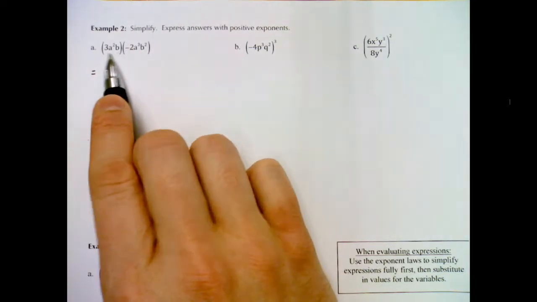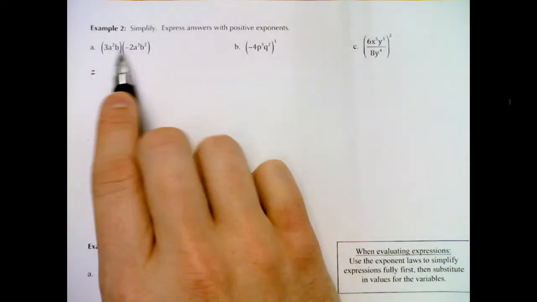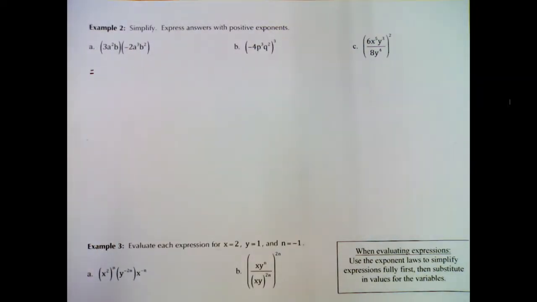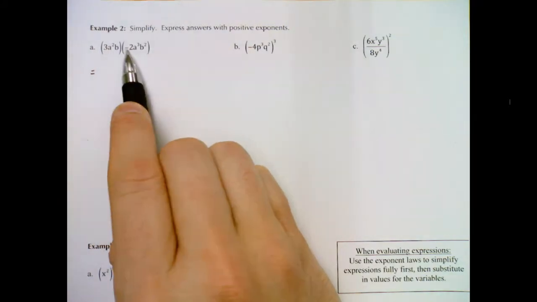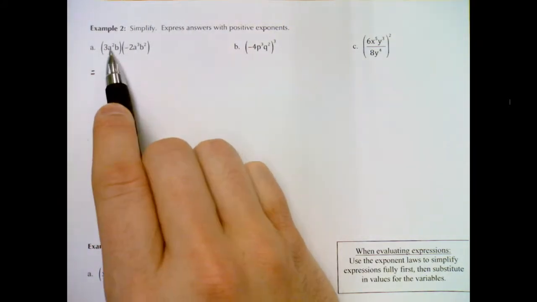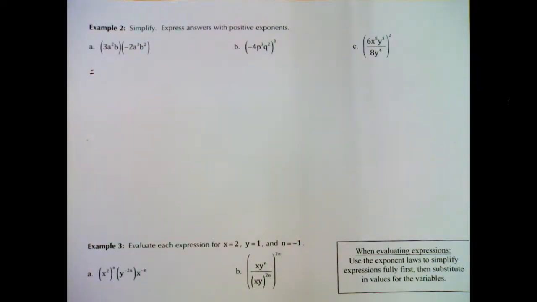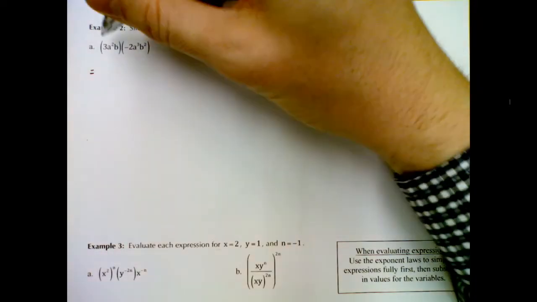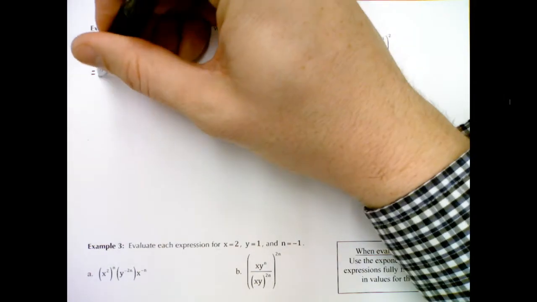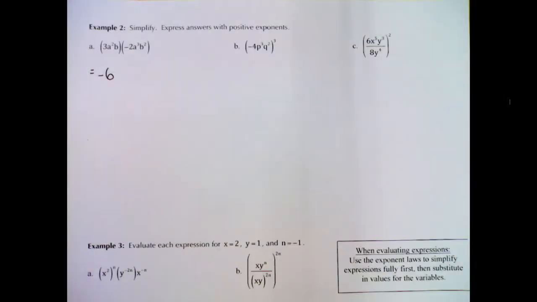Well, there's only one term in each. So we're just multiplying the two terms together. Now to do that, there's 3 parts to each term. There's a coefficient, there's an A variable, and there's a B variable. So we're going to do each step separately. And we got 3 times negative 2 would be our first step, which would make us negative 6.